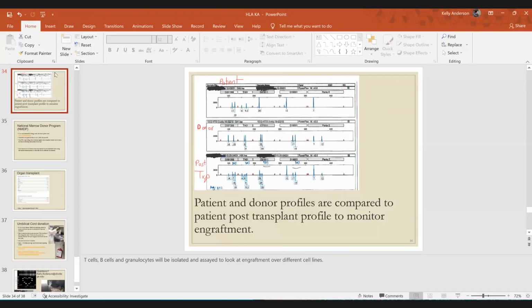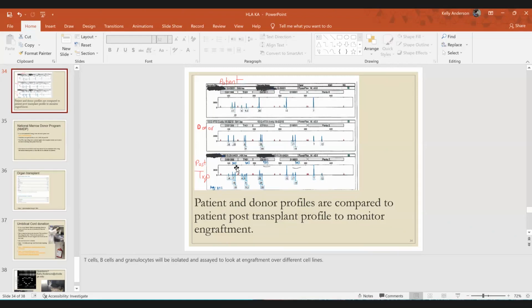Because sometimes, when the patient is engrafting, the B cells will be fully engrafted, but then the granulocytes will not. And sometimes they'll look at the CBC count, like if they look at the CBC and the neutrophils are very low, they want to see, well, the neutrophils might be low, but are the T and B cells engrafting? Just depending on patients, sometimes the different cell lines engraft at different times.